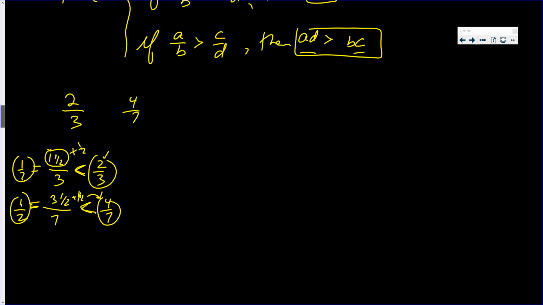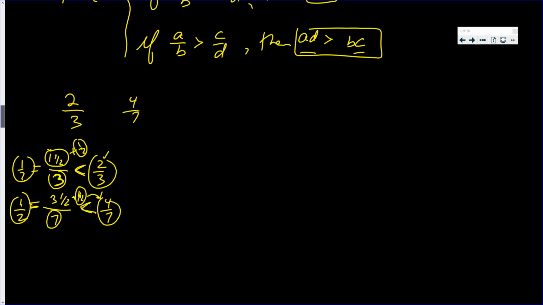Now, which half is larger? And the half that is larger is the one with the smaller denominator, because half of 3 is bigger than half of 7.